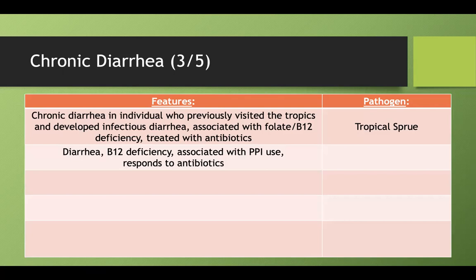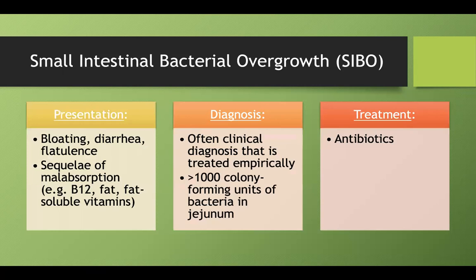What if somebody had diarrhea, B12 deficiency? This disease is associated with PPI use and response to antibiotics. Kind of a tougher question. I talk about it when I talk about the Schilling test. This is also something you can do a Schilling test on. This is small intestinal bacterial overgrowth, or SIBO. And again, one of the symptoms of SIBO is that diarrhea.